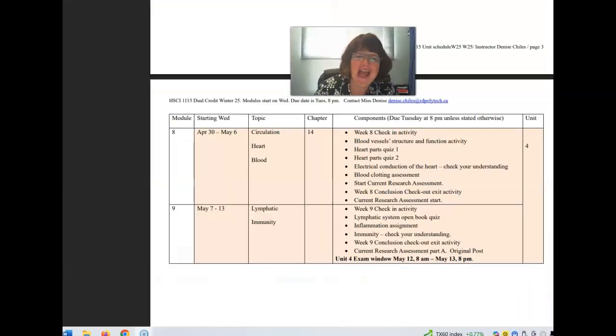Good, so here's a look at the schedule for Module 8 and Module 9. Notice that here are the assessments. You can start the current assessment for Part A. I had you look at it last week. That would be good if you can look at it. If not, it's carried over until the 13th.